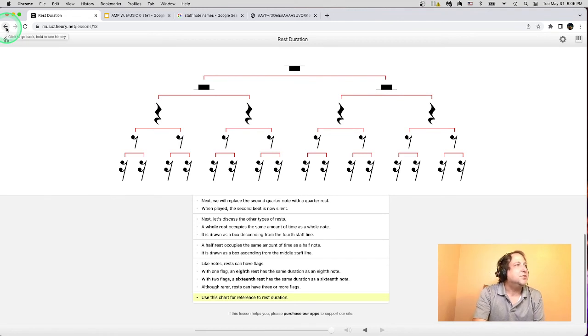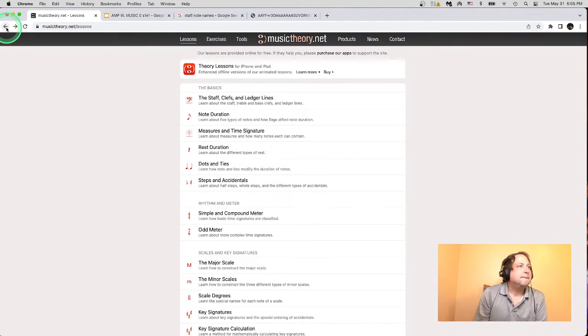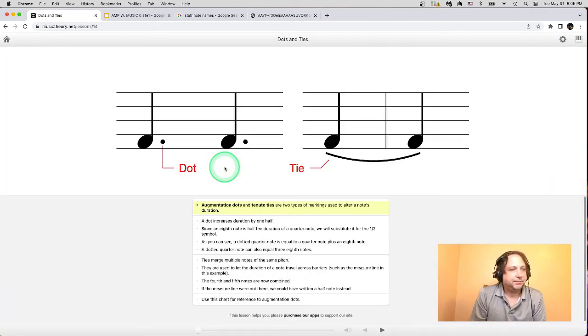Now you know about your notes and rests. So now we're going to talk about dots and ties. These are dots. These are ties. We're done. No, I'm just kidding.